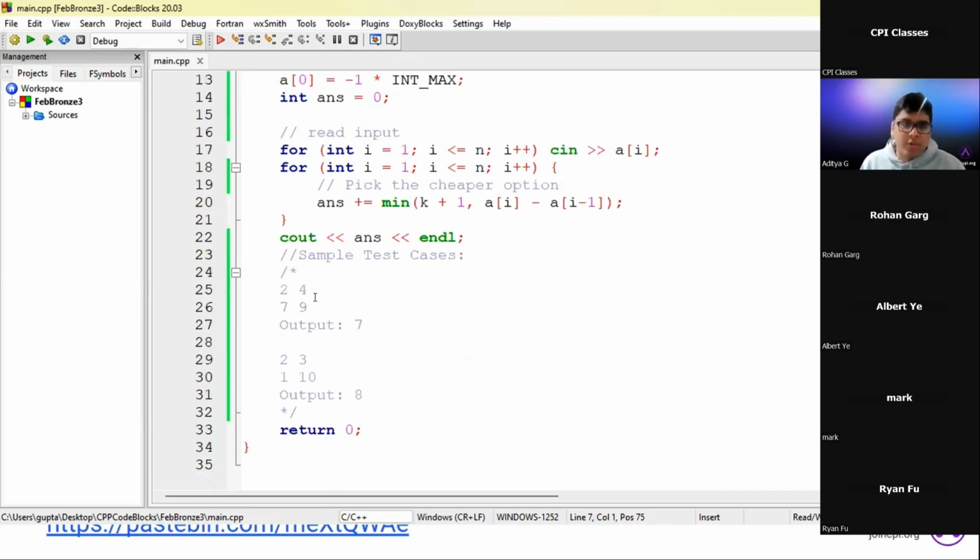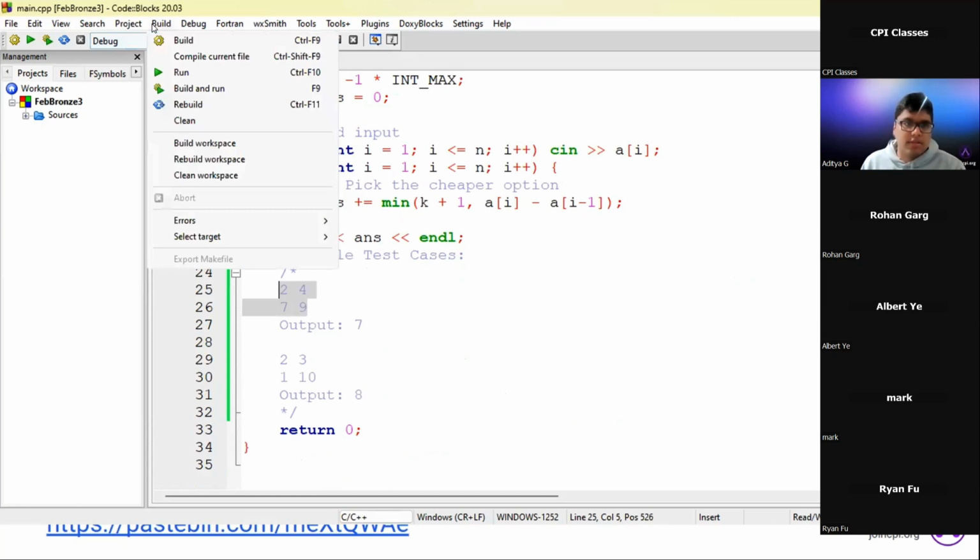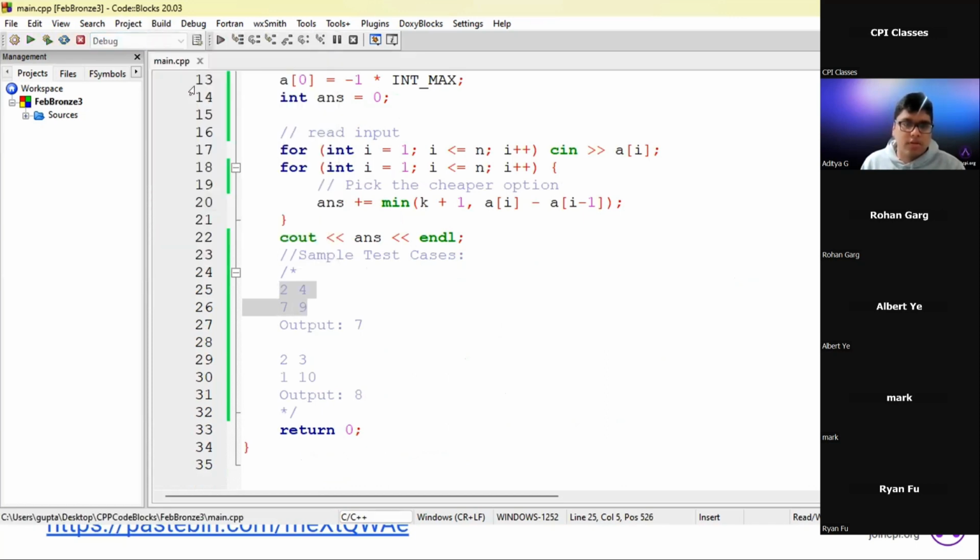All right, we can quickly check cases. So let's go build and run.